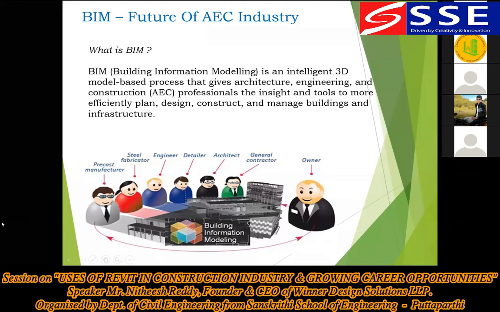The people involved are the precast manufacturer, steel detailer, engineer, detailer, architect, general contractor, and the owner. Initially I showed you the construction team, right? The owner is the person who wants the building to be done. He will start by approaching the engineer, while the precast detailer and steel detailer come later. Then comes the architect, then the detailer, then the general contractor, and at the finishing stage of the project the steel detailer and precast fabricator come in.